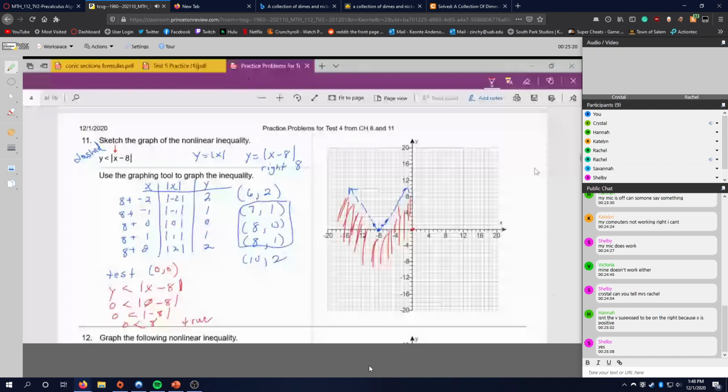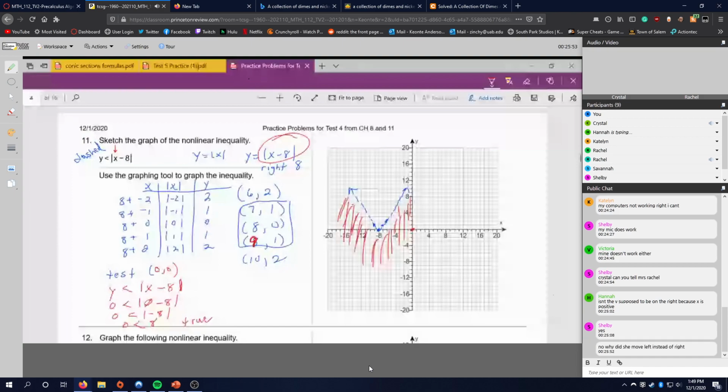Miss Rachel, yes, the 8 plus 1 was supposed to be 9. It's 7, 1, 8, 0, and 9, 1. And then also somebody asked why did you add the 8 to the x? Because that's the transformation. Okay. So I did do that wrong. I did do the 9, 1 wrong. That should have been a 9, but that's what I graphed. I actually graphed 9, 1. I just wrote it wrong.